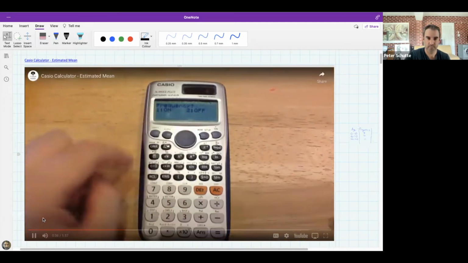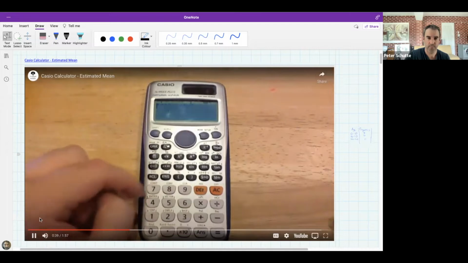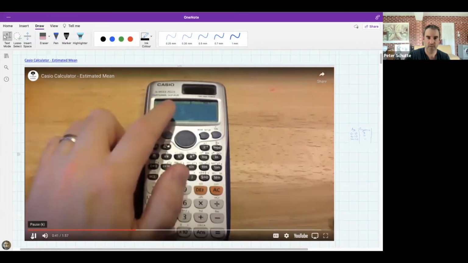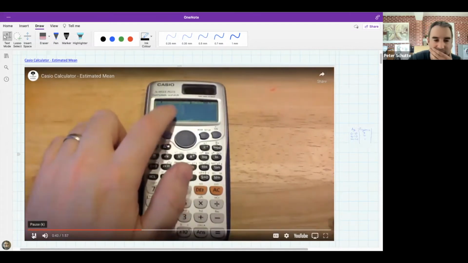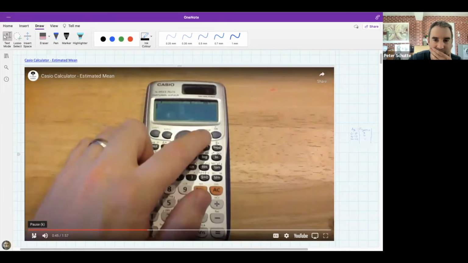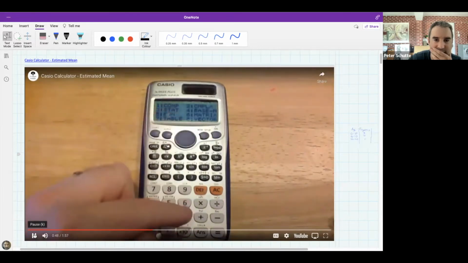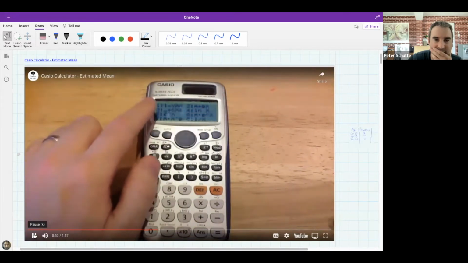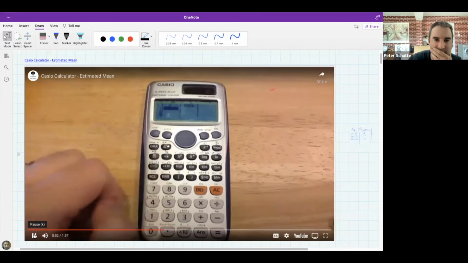It says frequency on or off. We want to turn the frequency on. Now we're going to need to change our calculator into statistics mode. You can see the statistics button here hasn't been selected, so we press mode, and then statistics is number 3. And we're given some options, and we choose number 1.